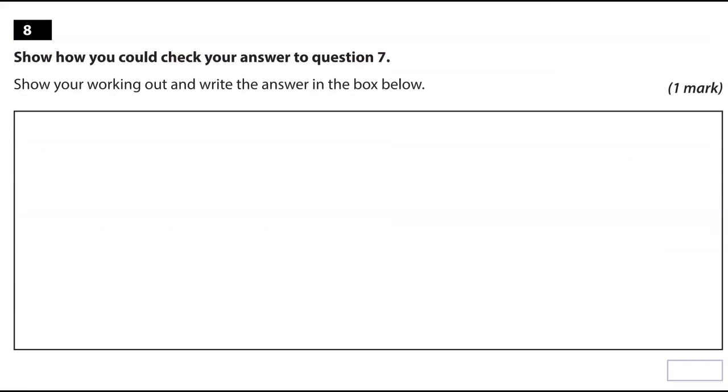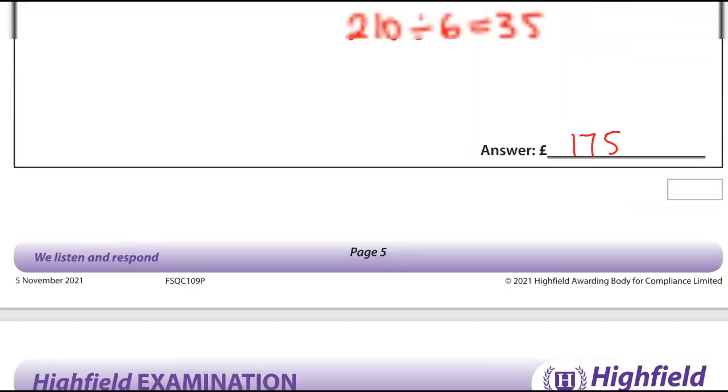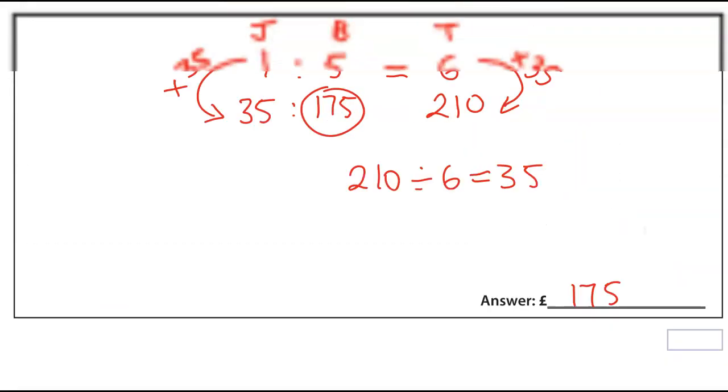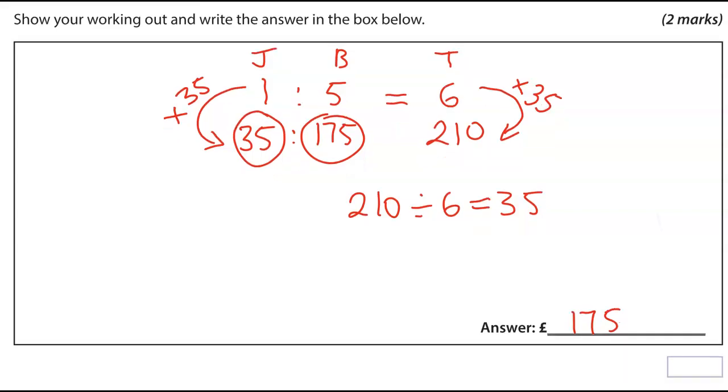Show how you could check your answer to question 7. One thing we could have done is to add 35 and 175 and see if the total is 210.